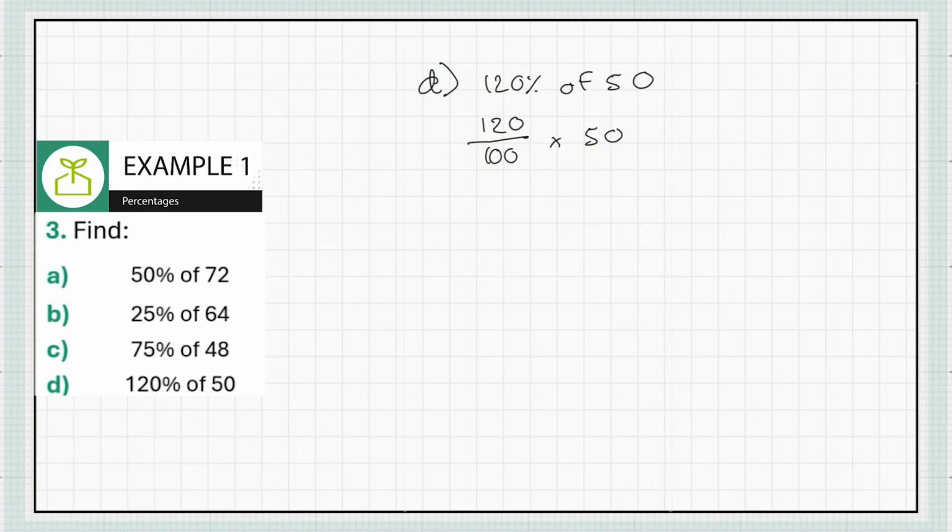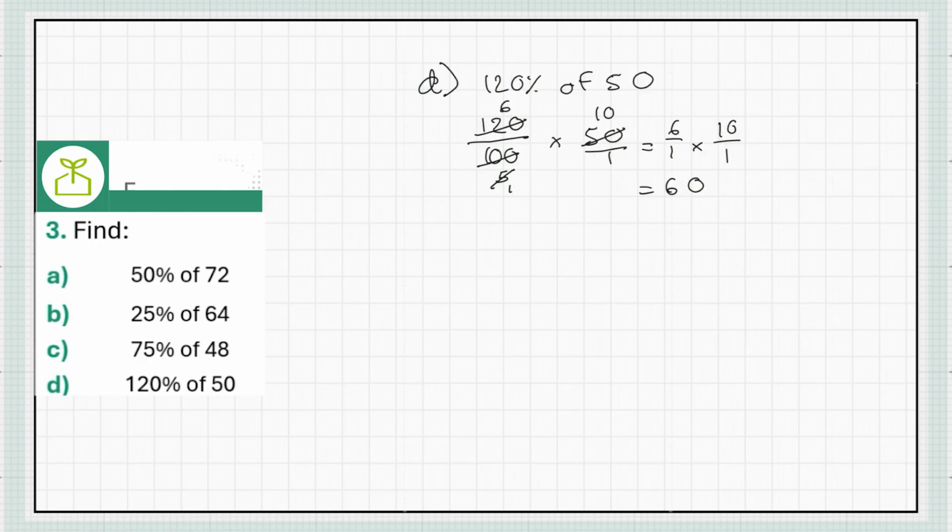We have 120 over 100. Let's simplify the fraction. They're both divisible by 20, so if we divide the bottom by 20, we'll get 5, and the top by 20, we'll get 6. And so we have 6 over 5 times 50 over 1. Again, we can simplify the 5 and the 50 by dividing by 5 and getting 1, and dividing by 5 and getting 10. And so the end result is going to be 6 over 1 multiplied by 10 over 1, which is just 6 times 10, which is going to be 60. So 120% of 50 is going to be 60.